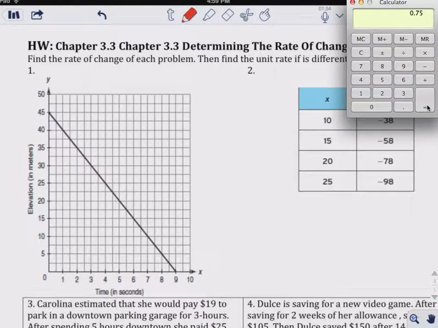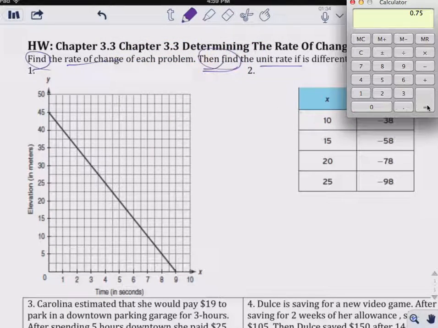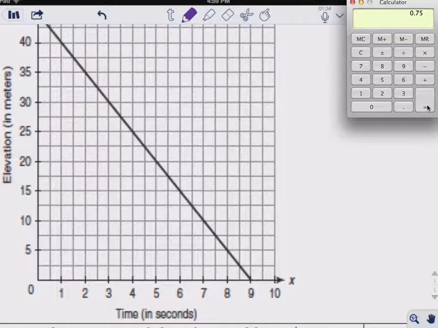Okay, on the back, it's supposed to be both unit rate. Find the rate of change for each problem, then find the unit rate if it's different. Sometimes they're the same, so let's look at the first one. You can put any dots you want and no decimals. Remember, when you're choosing these, don't choose ones with decimals. I'm going to choose 2, 35. It doesn't matter which number you choose, as long as you do the math right, your answer will be correct.